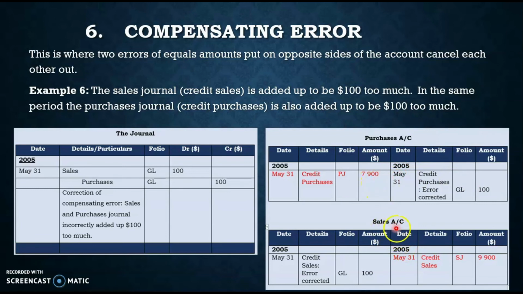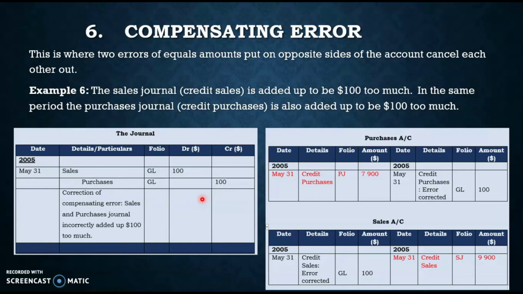With the sales account, which carries a credit balance, this credit sale was 9,900, which was over by $100, so we debit the sales account to remove that 100, so that when we close off the account to the trading account, it would be 9,800 instead of 9,900. So this is the compensating error. They actually cancel out each other because they were on opposite sides.